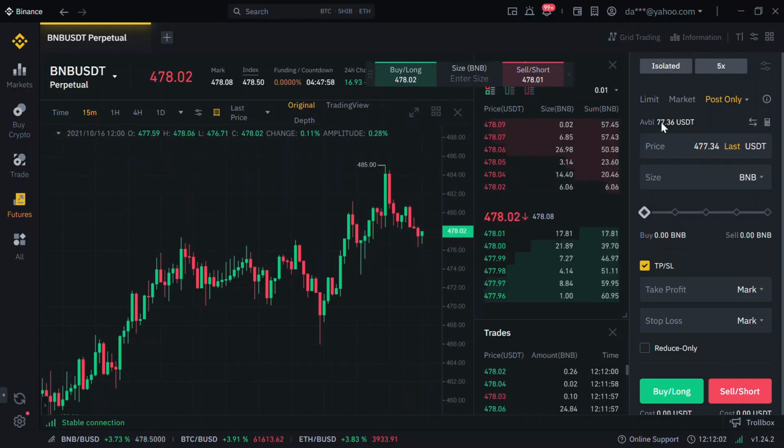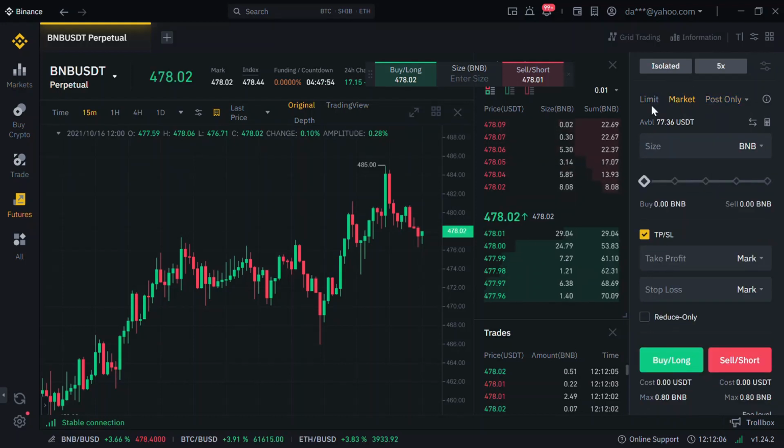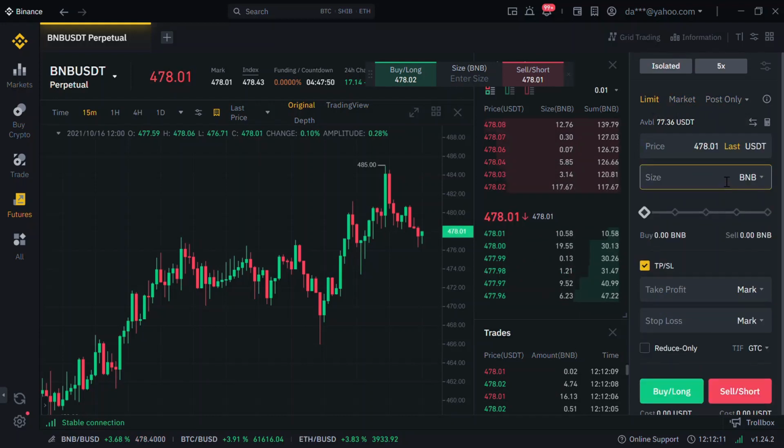And then we have limits, we have markets, we have post only. These are the types of orders. So limits here, I hope you are familiar with this from sports trading. You should actually know this if you use sports trading a lot. So this shouldn't be new to you. Limit simply means you will place in a future price. So for instance, let's say BNB's current price is 477.92.